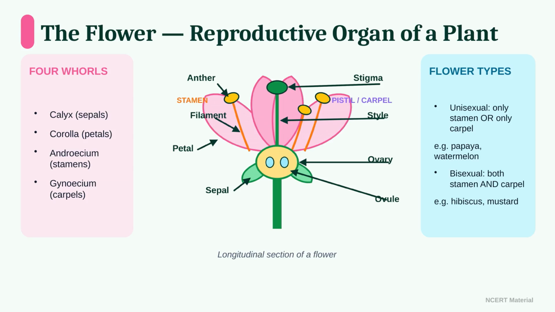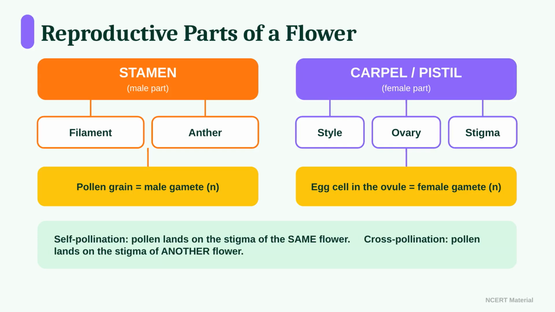Flowers can be unisexual, containing only a stamen or only a carpel, as in papaya and watermelon. Or they can be bisexual, containing both, as in hibiscus and mustard. Let's zoom into the reproductive parts.